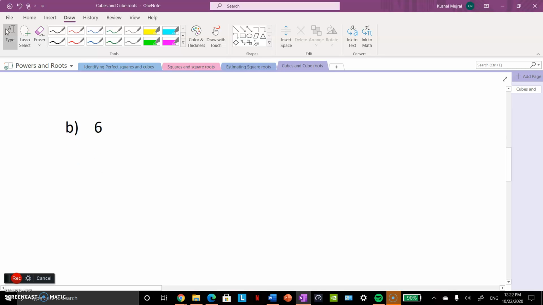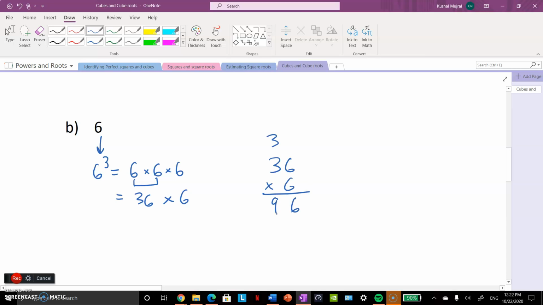6 cubed. Okay, so 6 cubed is 6 times 6 times 6, which is 36 times 6. Now we're going to do multiplication here. 36 times 6, not 96, what did I just do? That's 216. Okay, 216. So that becomes 216. Okay, I'm going to actually do this multiplication a bit slower.